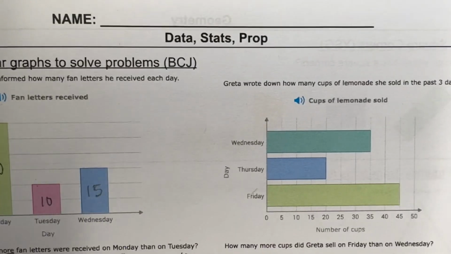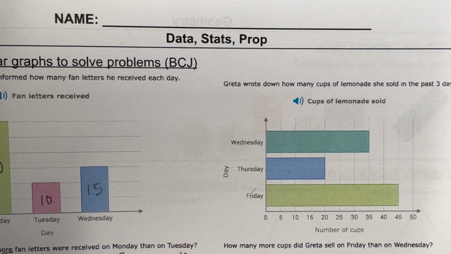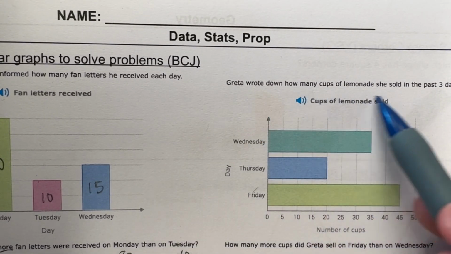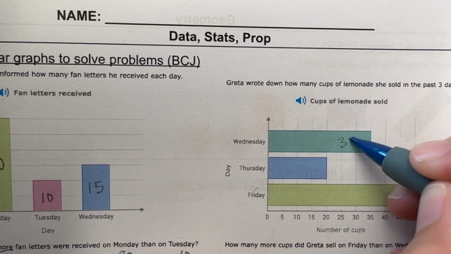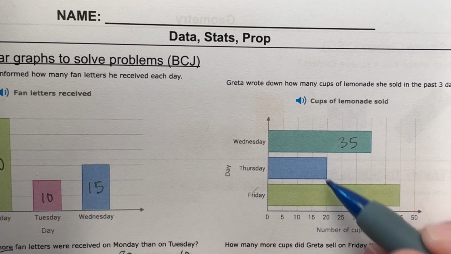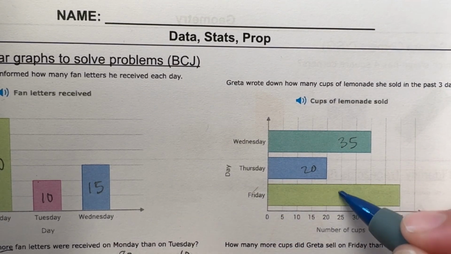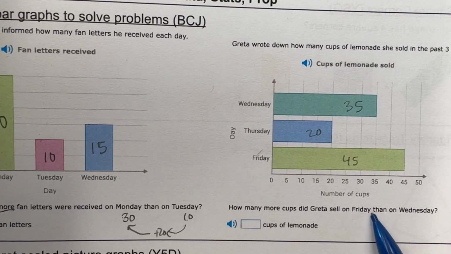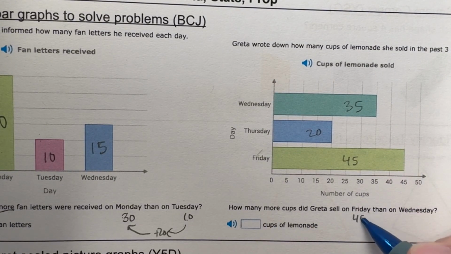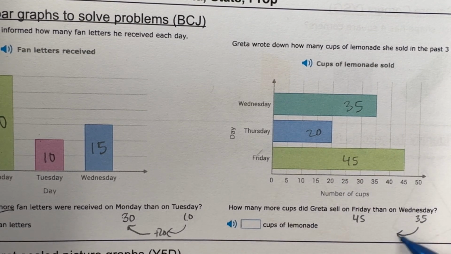Okay, let's look at this one. This time the graph is sideways, but same idea. How many cups of lemonade she sold? So on Wednesday she sold 35. On Thursday she sold 20, and on Friday she sold 45. How many more cups did Greta sell on Friday? 45. Then on Wednesday, 35. So how many more? Well, in order to get from 35 to 45, I would have to add 10. So 10 more cups sold on Friday than on Wednesday.